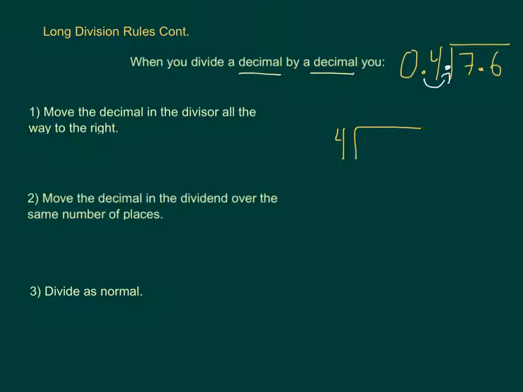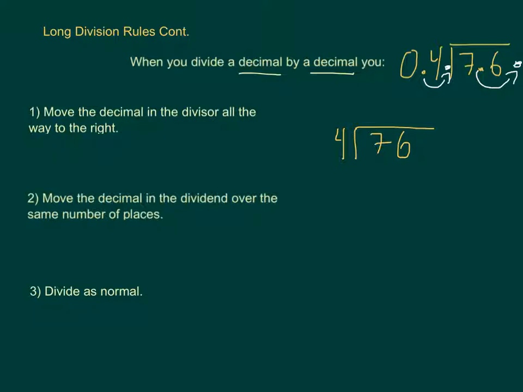And then in step 2, it says to move the decimal in the dividend over the same number of places. Well, we know we moved it over one spot, so we're going to move it again over one place. So our new number we have is 76. And then step 3 just says divide as normal.